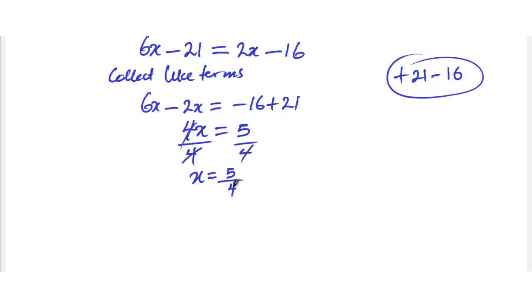So what is 5 over 4? How many 4s can we see in 5? That is 1, remainder 1. So that will be one whole number, 1 over 4.